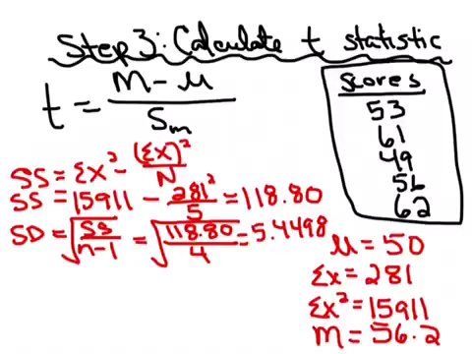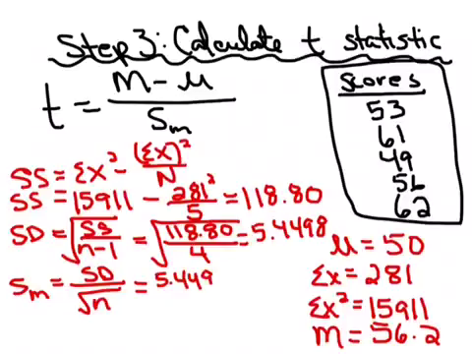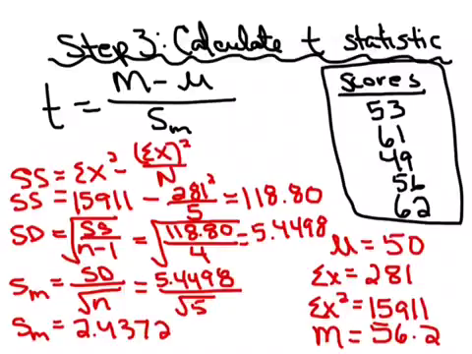So now we can use that standard deviation to get the estimated standard error. And if you remember, that is the standard deviation of the sample divided by the square root of n. So we have 5.4498 divided by the square root of 5. If you calculate that out, you should get 2.4372, that is the standard error. Now we have everything we need to calculate our t-test.